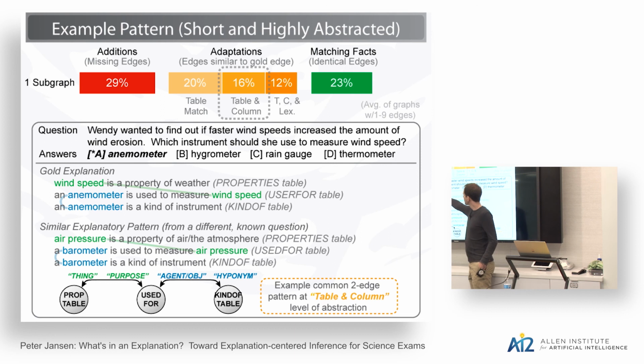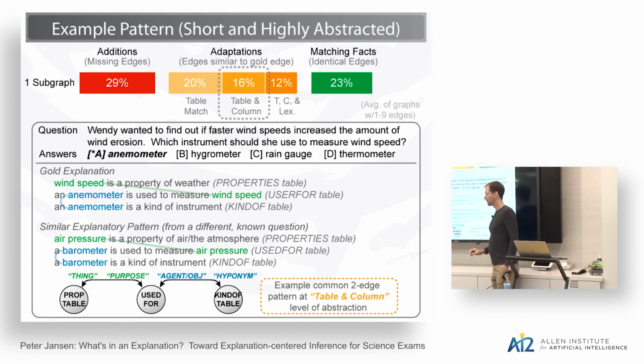I'm going to call out one specific example to ground this since I know it's very, very abstract. The question here: Wendy wanted to find out if faster wind speeds increase the amount of wind erosion. What instrument should you use to measure wind speed? The answer is, of course, an anemometer. The gold explanation that we have for this looks like this. Wind speed is a property of weather. An anemometer is used to measure wind speed, and an anemometer is a kind of instrument.